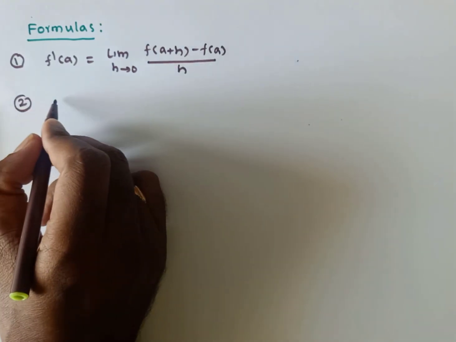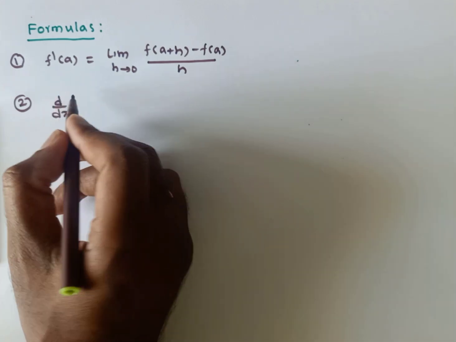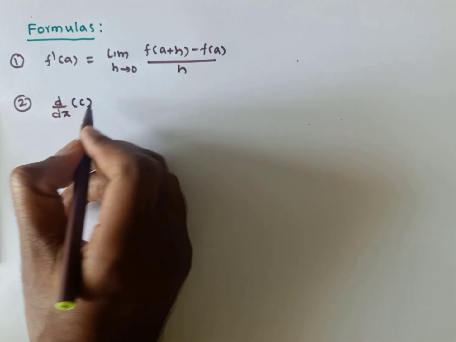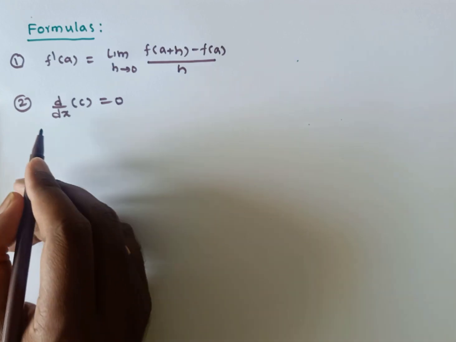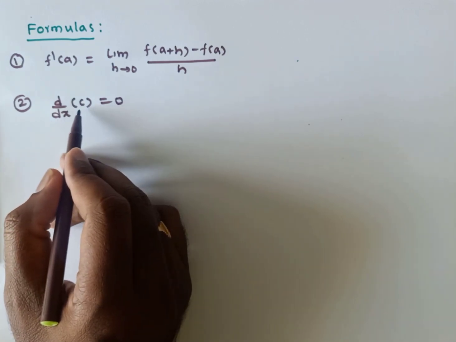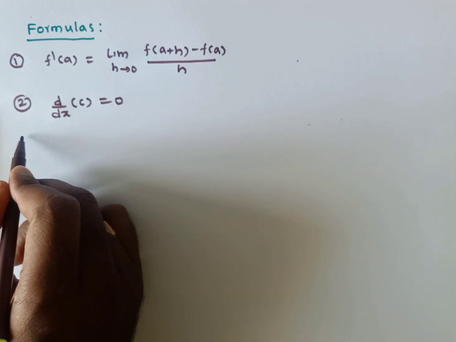Now the second thing, I am writing the derivative. So derivative d by dx or f dash, no problem. So d by dx of a constant is 0. The derivative of a constant is always 0. So whatever value c has, negative value or positive value or anything, derivative of 2 is 0, derivative of 3 is 0, like that.